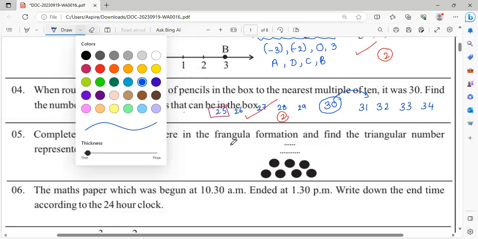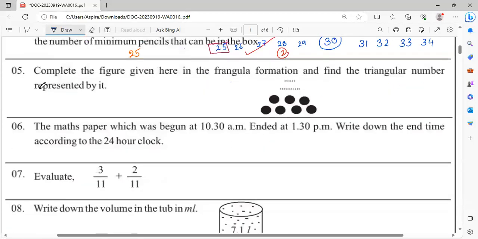Fifth question. Complete the figure given here in the triangular formation, and find the triangular number represented by it. What are the suitable numbers? Here there should be 2 more circles in the third row. Then the last row should have 1 circle. Like this.